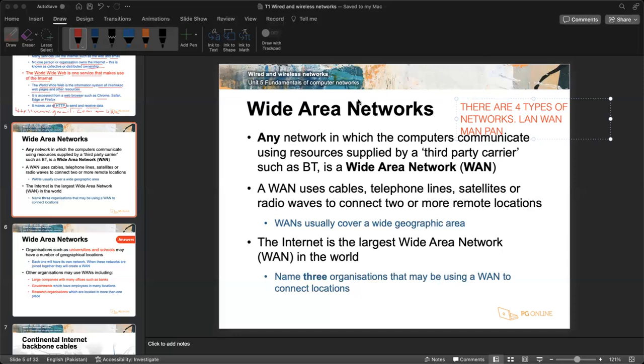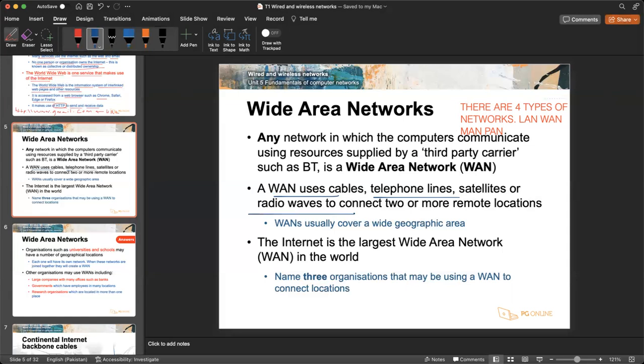Any network in which the computers communicate using resources supplied by a third party carrier is a wide area network. Third party means the person who provides you with internet connectivity, right? So a WAN uses cables, telephone lines, satellites and radio waves to connect two or more remote locations. WAN usually covers a wide geographical area. I told you, one country to another country. Remember my line? So this suits here. The internet is the largest wide area network in the world.